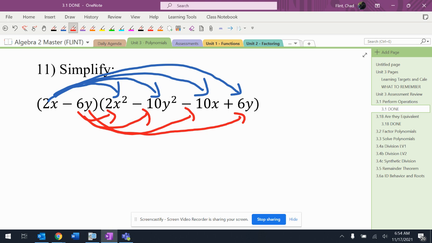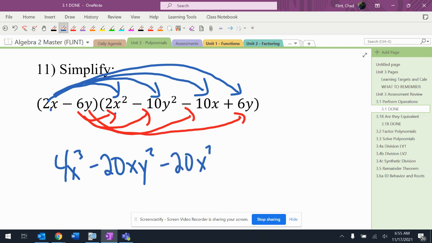All right, double letters go slow because you're going to start having mixtures of letters. Okay, so let's go slow here. 2x times 2x squared, 4x to the third. Okay, 2x times negative 10y is negative 20xy squared. Those don't go together, they're different letters. Negative 2x times negative 10x, negative 20x squared.